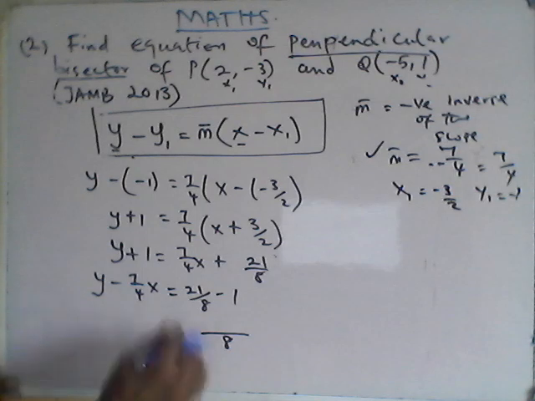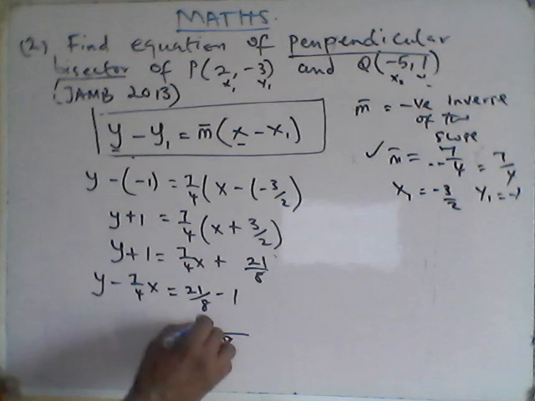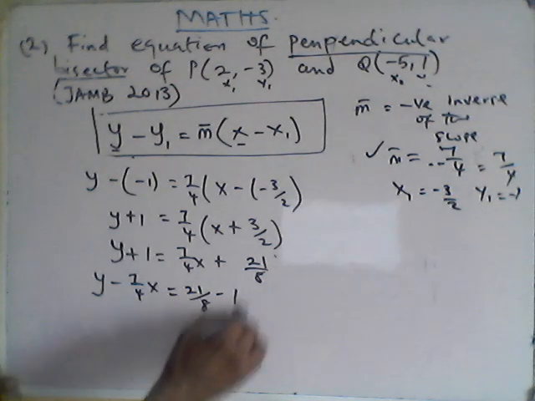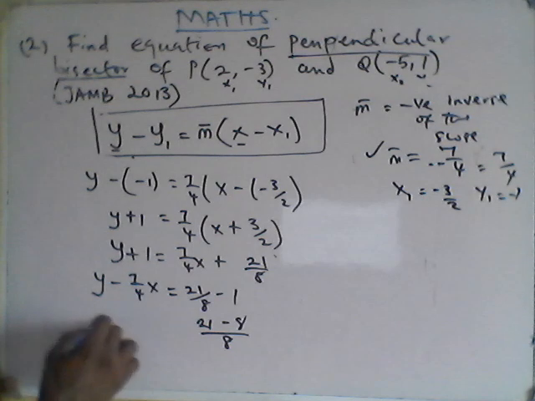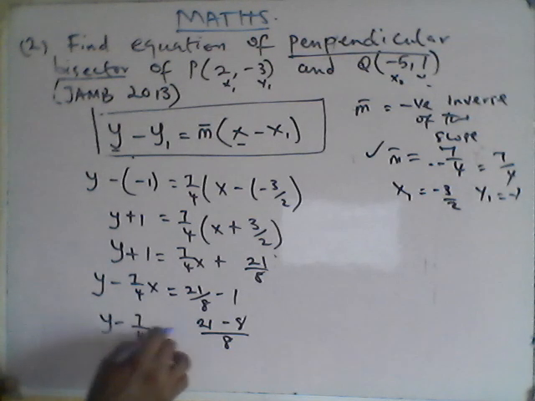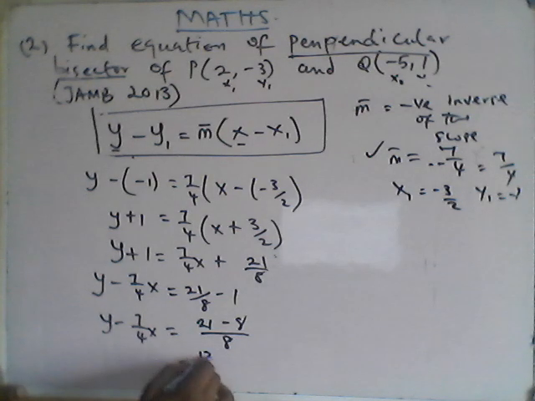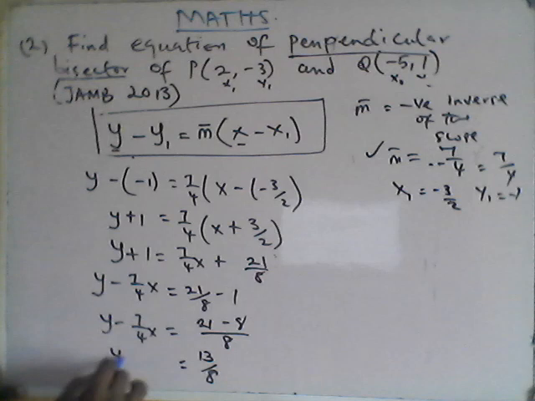8 is the LCM. 8 divided by 8 is 1, and 1 times 21 is 21. Then this is 1 into 8, or 8 divided by 1 is 8, 8 times 1 is 8. Okay, so I can still retain this one like this on this side. I will solve this. 21 minus 8 will give me 13. So I have 13 over 8 here, and I have y minus 7 over 4x.